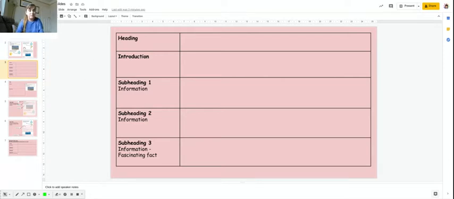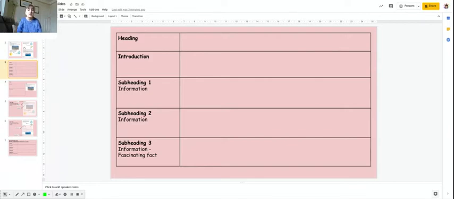Then we have subheading one, and then underneath there, information, another subheading and information, and then our third subheading, information, and a little fascinating fact at the bottom. Now, within these subheadings and the information, there are pictures, and there are labels, and there are captions, okay? All within the information part underneath the subheading, okay?